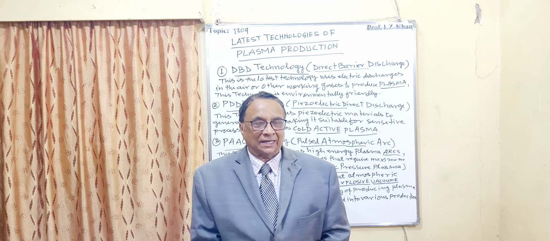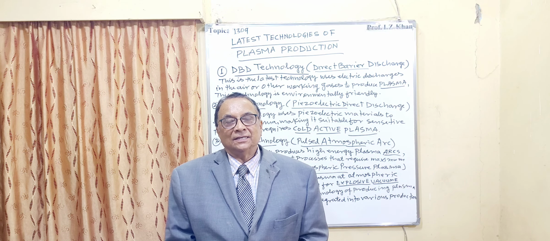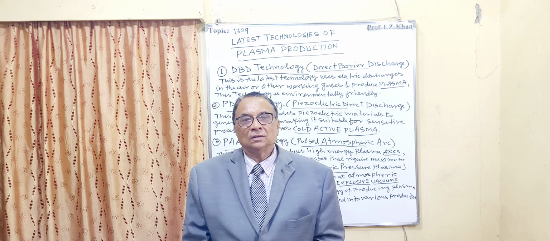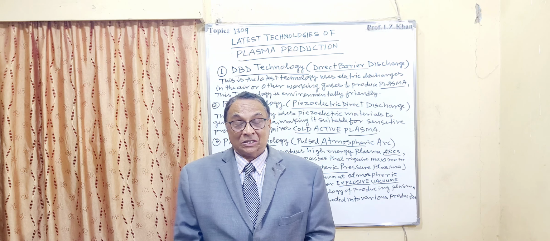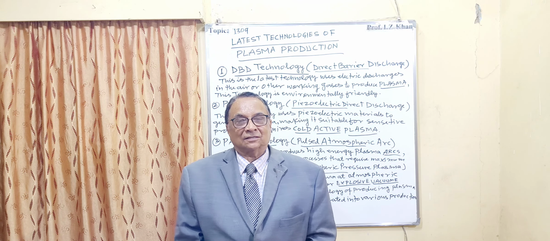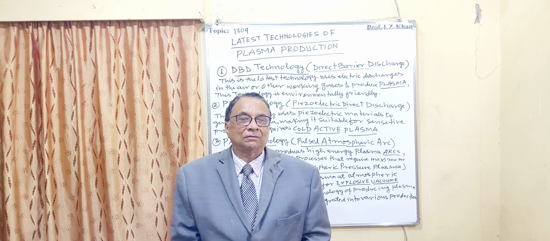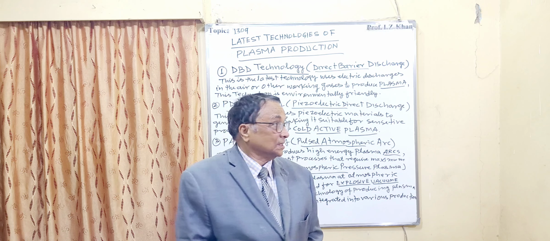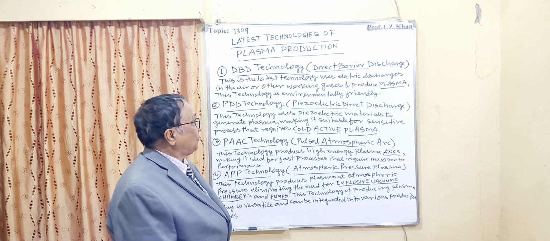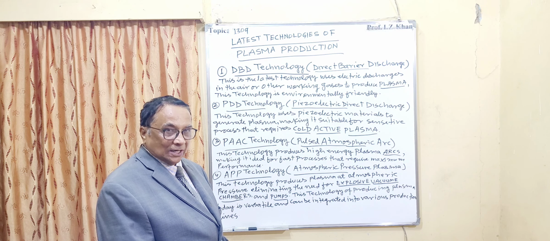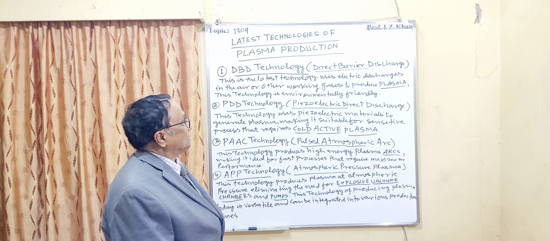So those four technologies I have already told you, and you have seen the images. It is all nothing but how to ionize by supplying the ionization energy so that the electron is knocked out from neutral atoms and molecules, and they are a soup of ions with electrons. So number one is DBD technology.